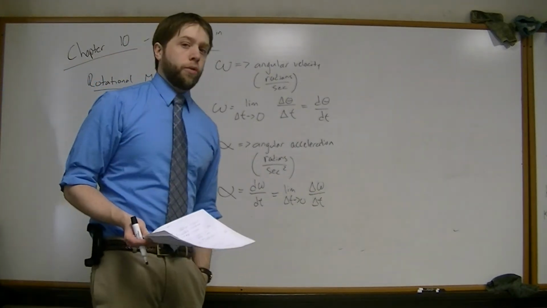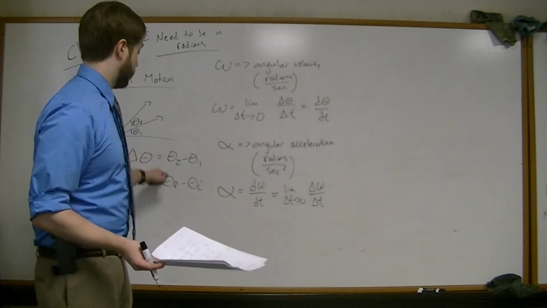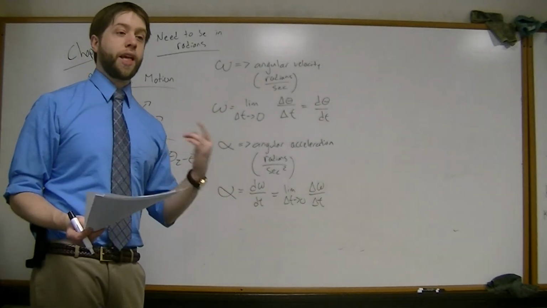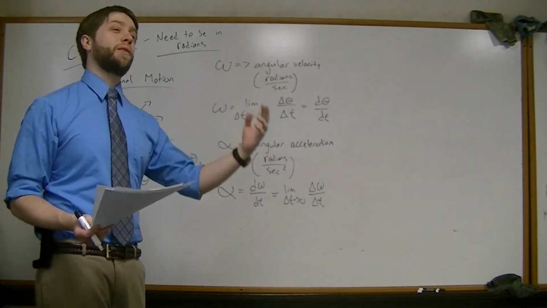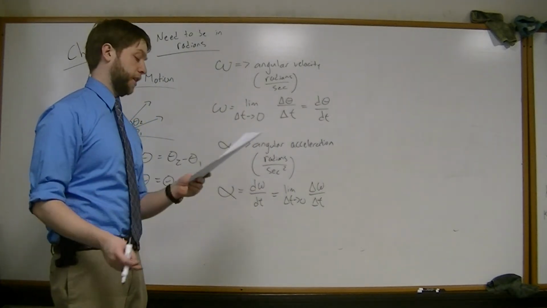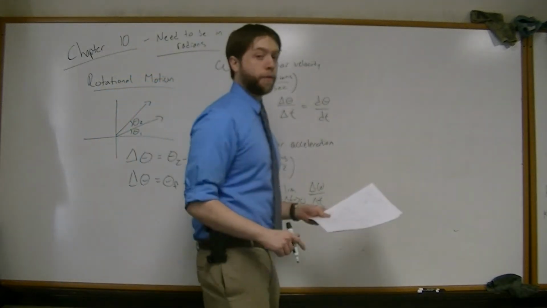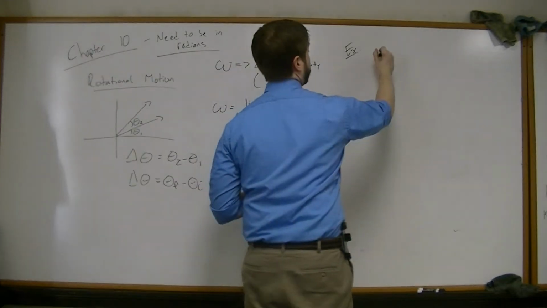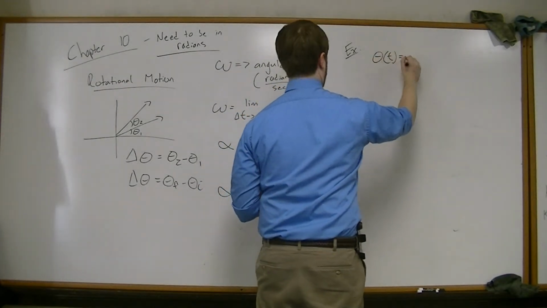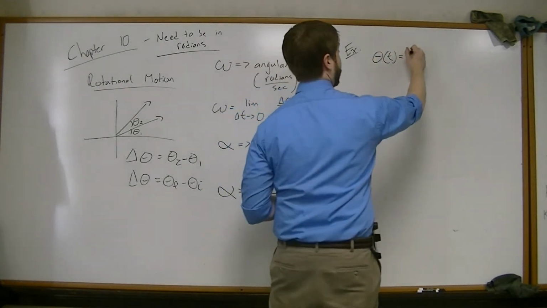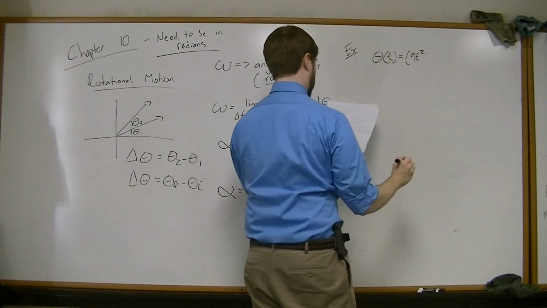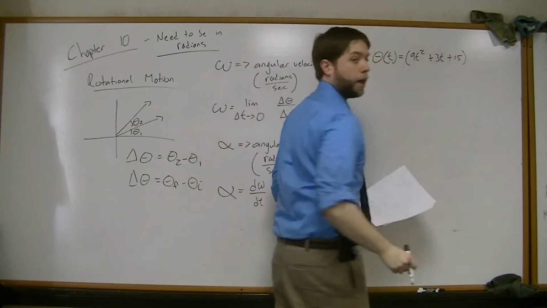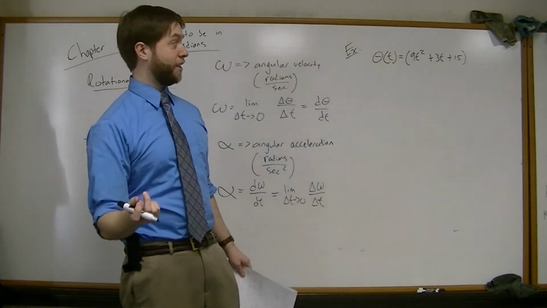So if I give you a displacement in terms of angle measure with respect to time, we're going to take the derivative to get the angular velocity, and then we're going to take the derivative again to get the angular acceleration. Okay? So let's start off with a simple example. We have that theta of t is equal to 9t squared plus 3t plus 15, and we're going to assume that the angle measure is in radians.